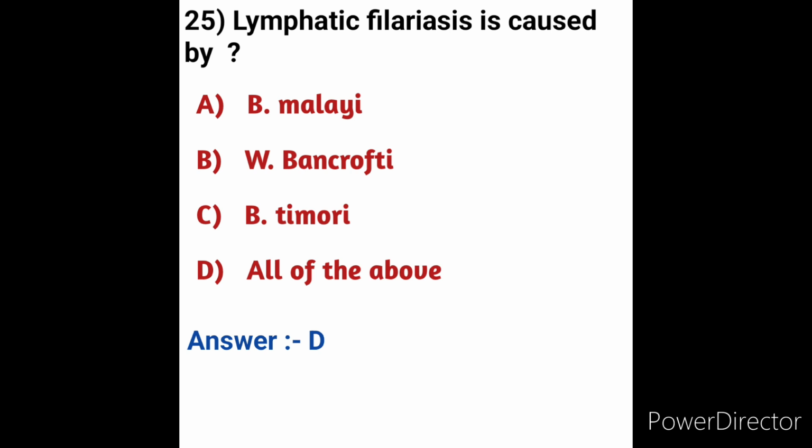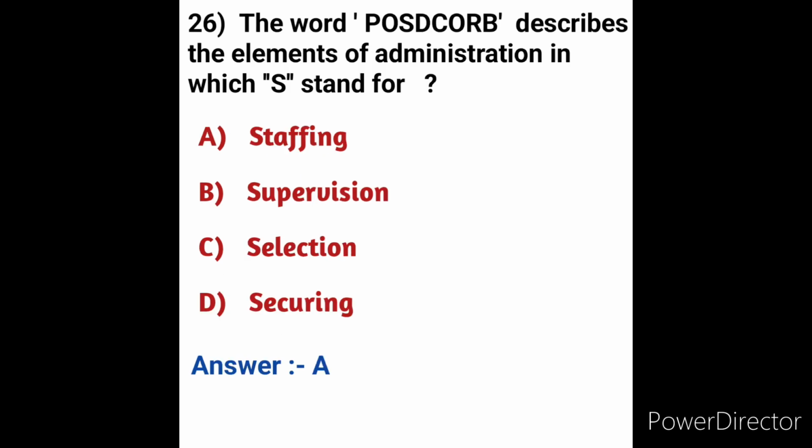Question number 26. POSDCORB describes the elements of administration, in which S stands for. In POSDCORB, S stands for what? We will see the options here. Option A stopping, option B supervision, option C selection, and option D securing. Here we have to know what POSDCORB is.